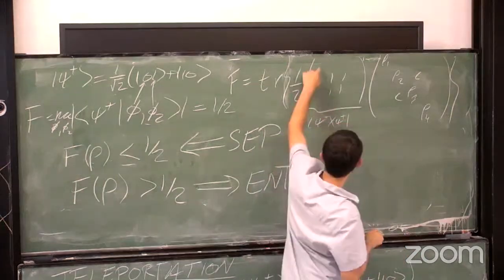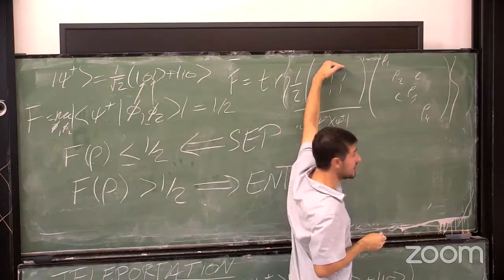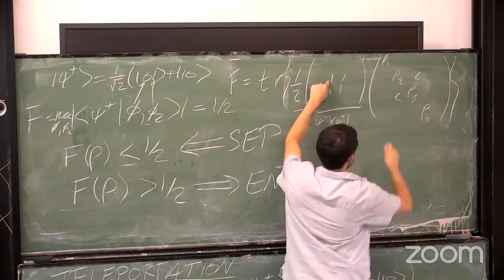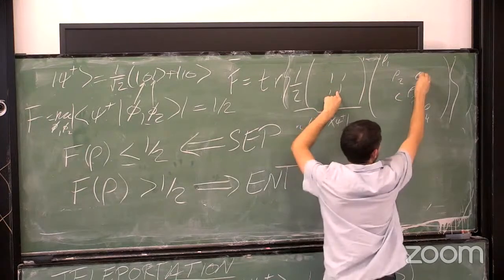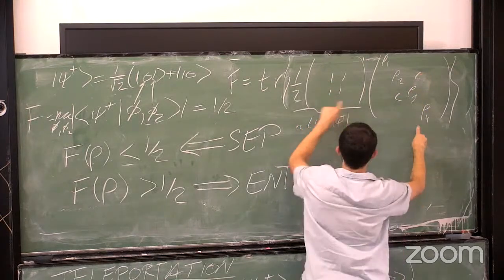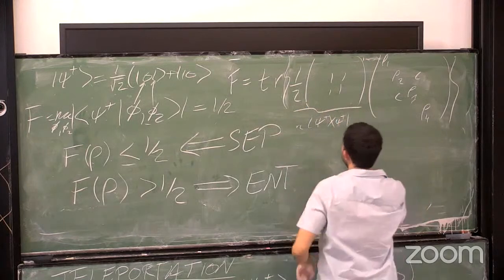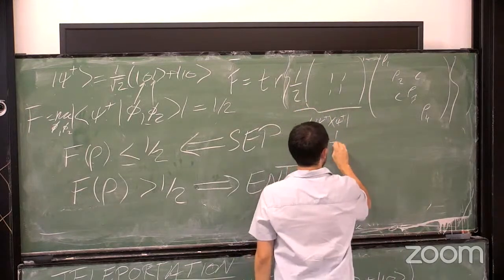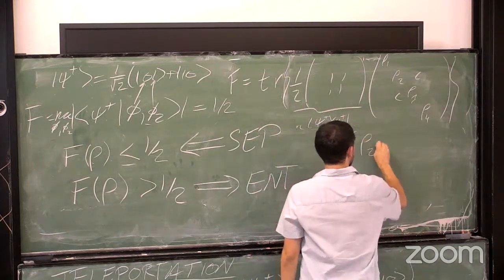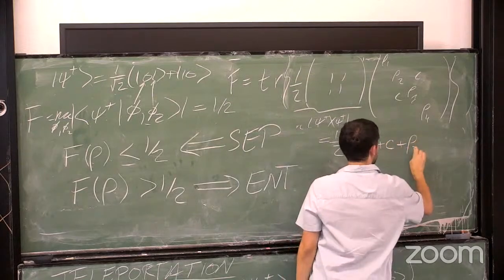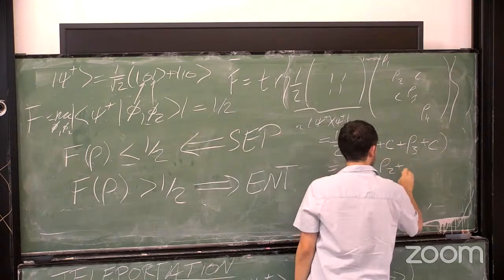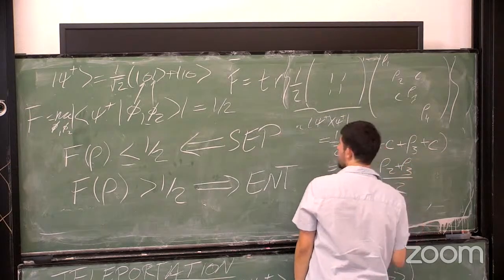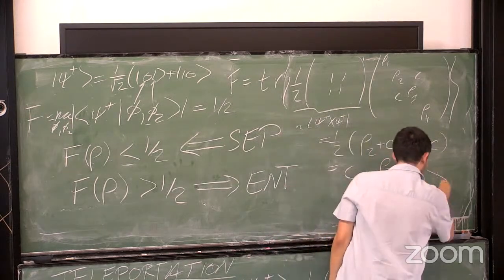The first one is going to be 0 because the row is 0. The second one is going to give you the sum of this, and the third one is going to give you the sum of that and that. Fourth one is 0 because again the row is 0, and we have a half from there. So we have 1/2 row 2 plus C plus row 3 plus C, which is just C plus row 2 plus row 3 over 2. And to have entanglement, we insist that this is larger than 1/2.